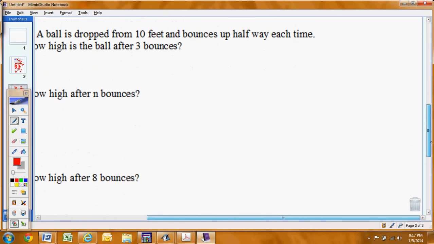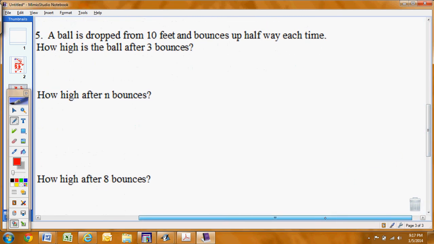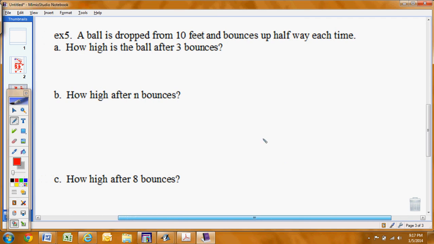Words. We love words. We want to apply math in every situation all the time. The ball is dropped from 10 feet and bounces up halfway each time. How high is the ball after 3 bounces? All right, I'm going to start with just a diagram of what's going on here.